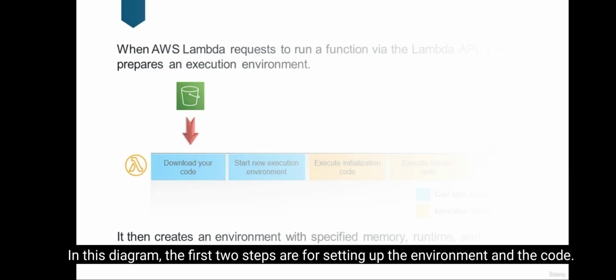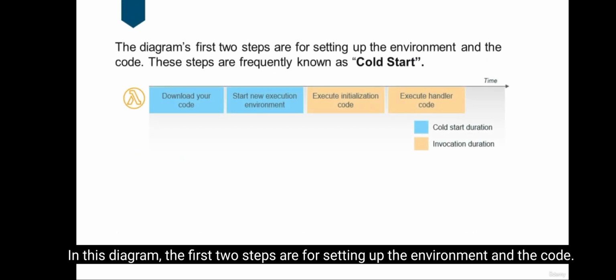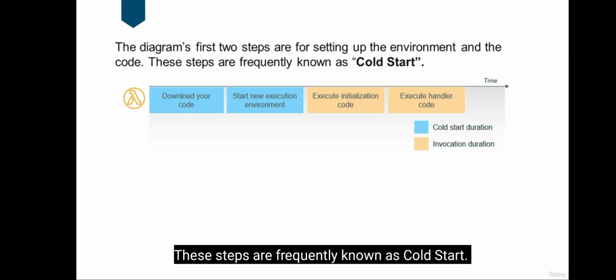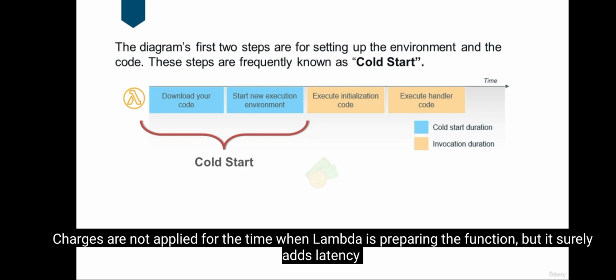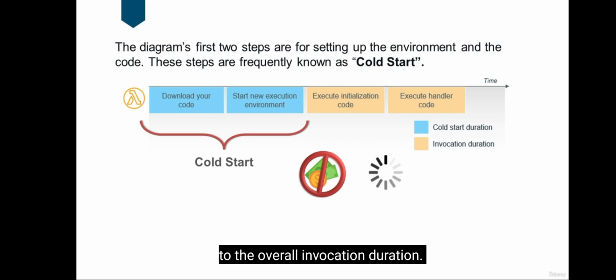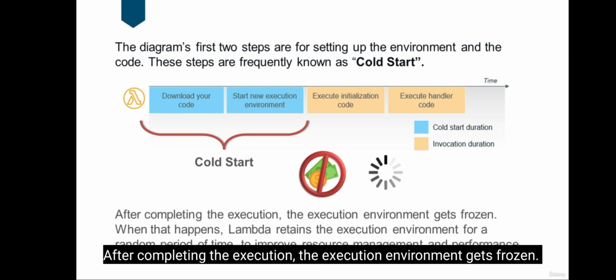In this diagram, the first two steps are for setting up the environment and the code. These steps are frequently known as cold start. Charges are not applied for the time when Lambda is preparing the function, but it surely adds latency to the overall invocation duration. After completing, the execution environment gets frozen.